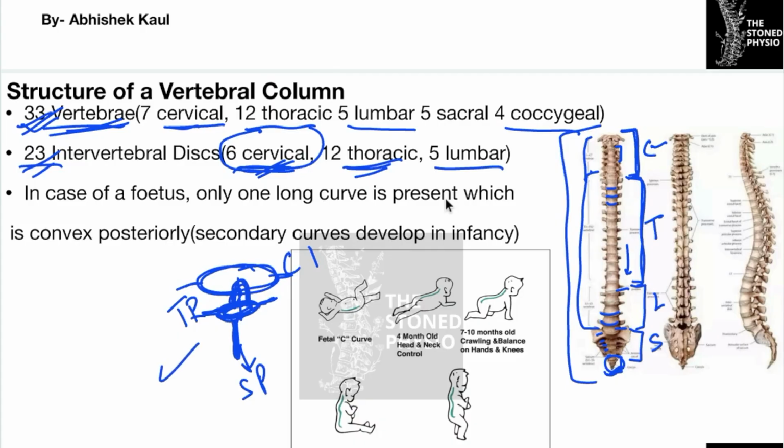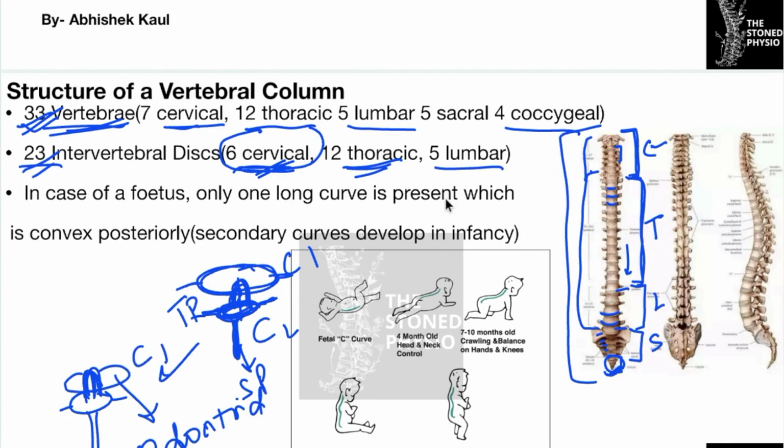If I draw a bigger picture of the C2 vertebra, it could be something like this: having a vertebral body, small transverse processes, and a very big spinous process. Along with that, it has a very unique structure which goes like this, which we call the odontoid process. This odontoid process goes around the ring structure of C1. So C1 and C2 do not follow the typical structure of a typical vertebra, and hence they are the atypical vertebrae.